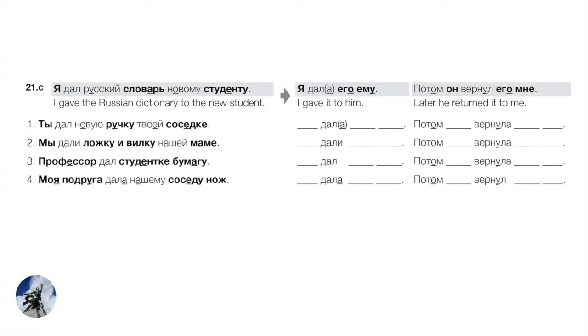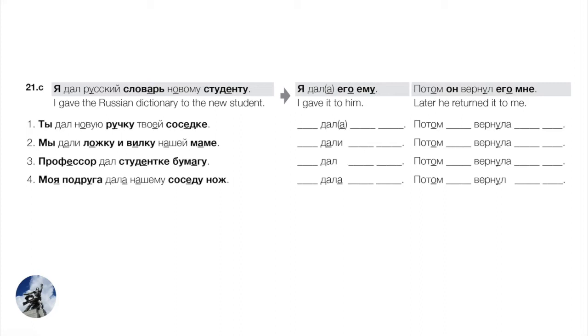Similarly, for студенту, that would be он as well, right? It's a male student. But here it's in the dative, so we need the dative of он, which is ему. That gives us я дал его ему. I gave it to him. And now we turn it around. Then he returned it to me. Потом он вернул его мне. Later he, that is the student, returned it, that is the dictionary, masculine, to me, the dative of я.